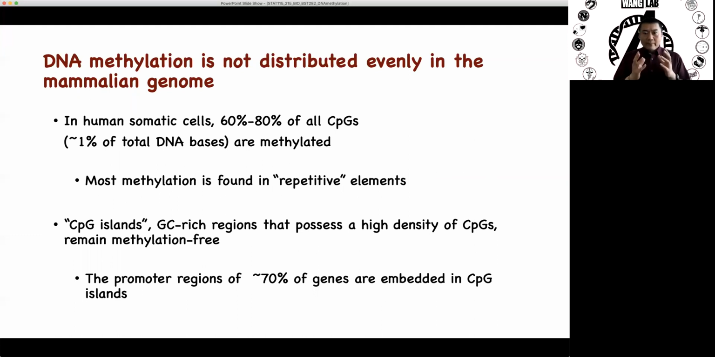So CpG density in the genome is also very, very uneven. Overall, CpG is very, very depleted, except in the CpG islands. These are CpG-rich regions that usually have important regulatory roles. For example, 70% of gene promoters are actually in CpG islands, right? So these regions are often kept unmethylated.